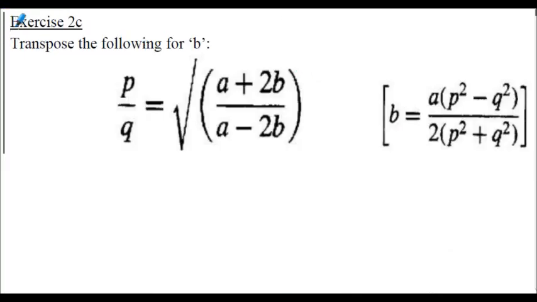So here's exercise 2C for you to attempt. This time we transpose for variable B. Again, note B occurs twice within the formula. And I've shown you the answer on the right-hand side here for variable B. I'd encourage you to stop the presentation and attempt this exercise, but the full work solution is shown on the following slide.